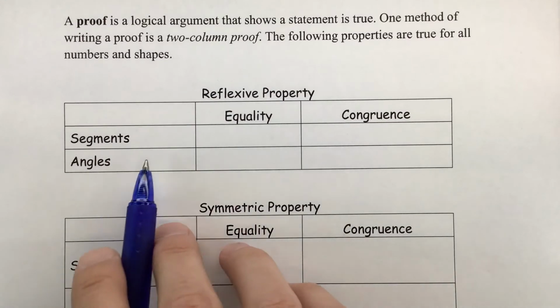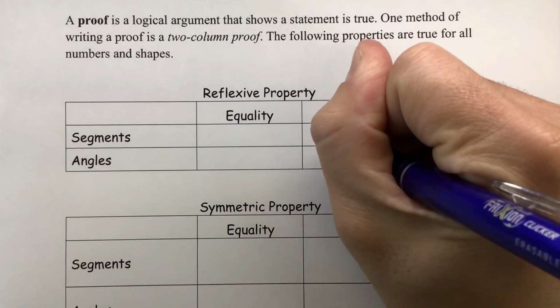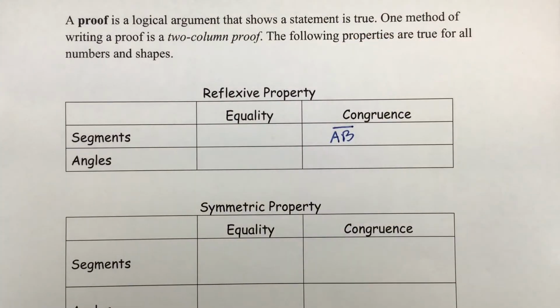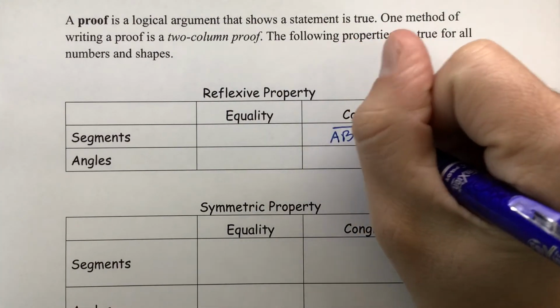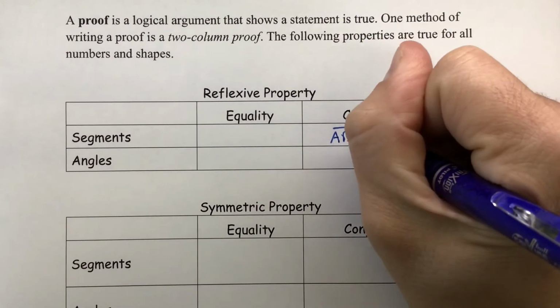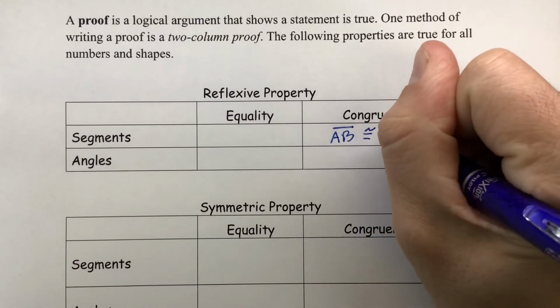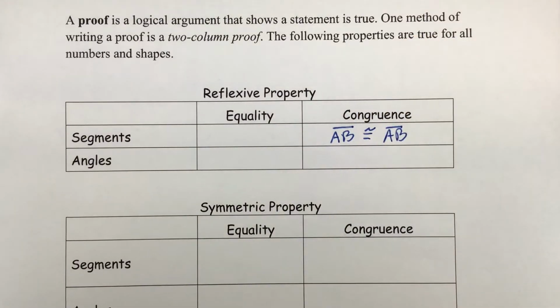Okay, let's consider a segment. Suppose that we have a segment called AB. Okay, AB, that would be line segment AB, is congruent to line segment AB. It's congruent to itself. Right, sounds really silly, but surprisingly, you will use this a lot when you're writing proofs.